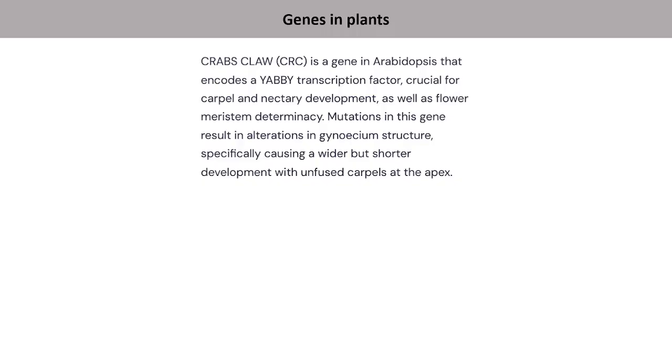So therefore, Crab's claw will basically determine the structure of the gynoecium, and if the CRC gene is altered or mutated, then the carpel will be a little bit wider than the normal carpel, and it will be shorter. So the name Crab's claw comes from the structure of the carpel which is formed due to mutation of the Crab's claw gene, because the carpel will become shorter and wider, and because of that the carpels will not separate easily at the apex part. So it looks like a crab's claw, and therefore the gene determining it is called the CRC gene, or the Crab's claw gene.